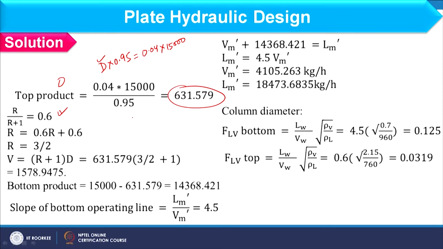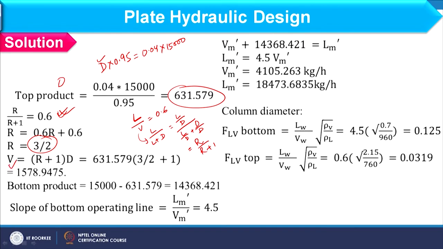Here we are given R by R plus 1 as 0.6. How can we consider this? Because the top operating line slope is given to us, that is L by V should be 0.6. So, here we can consider L by L plus D, since V can be written like this. Further, if I consider L by D divided by L by D plus D by D, we can simply show it as R by R plus 1. So, that should be equal to 0.6. From this we can calculate the reflux ratio, that is R, and it should be 1.5.